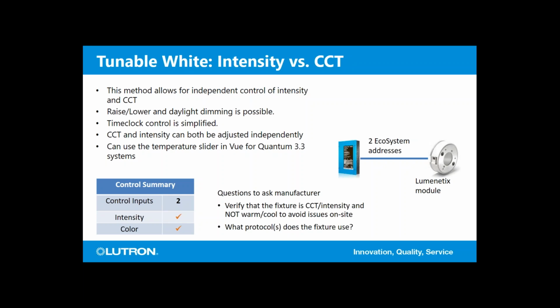So some questions that you want to ask the manufacturer is you want to verify that the fixture is actually a CCT intensity fixture and not a warm cool fixture, because you will likely end up with issues on site if it is a warm cool fixture. So make sure that you ask that question, and then also you might want to ask what kind of protocols that fixture uses, and we'll talk about those in more detail a little later.